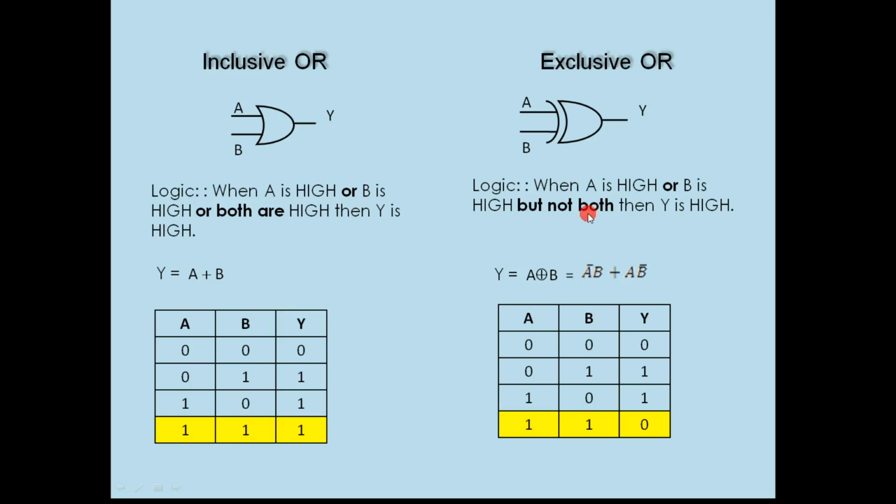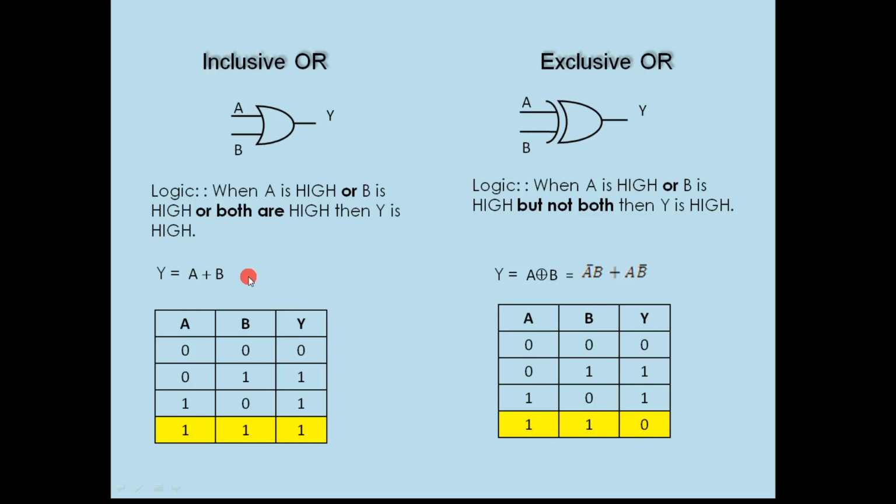The logic of XOR gate is when A is high or B is high but not both, then Y is high. That means when A input is high or B input is high, then only the output is high. If both the inputs are high, the output will be 0.